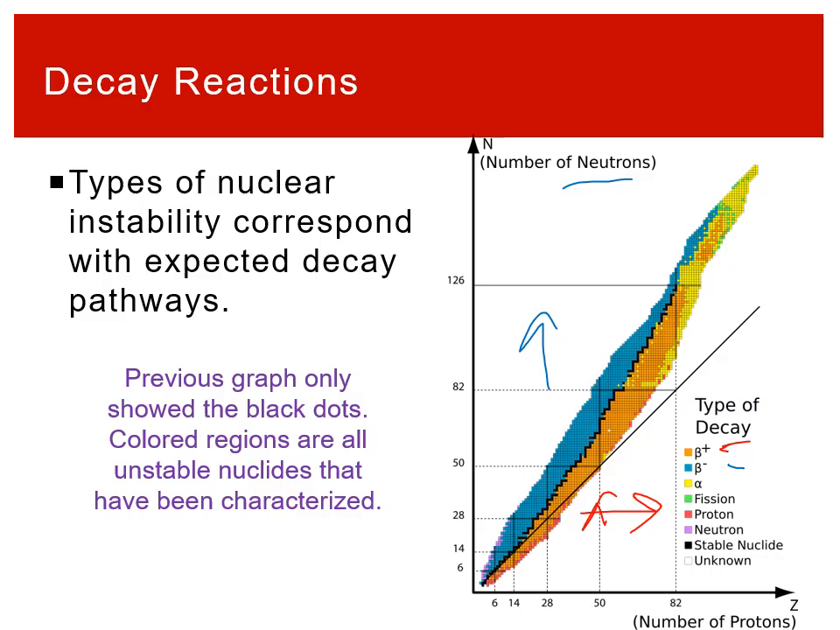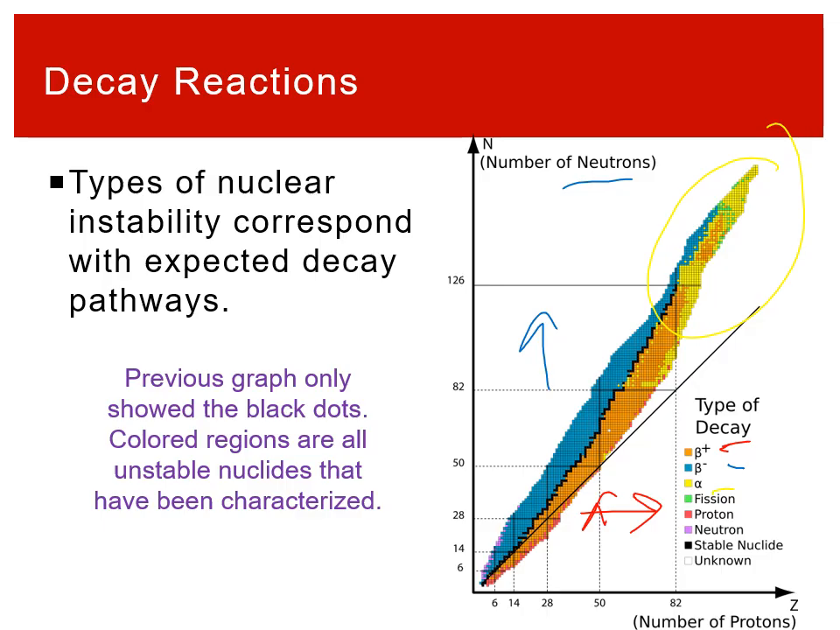They decay via positron emission. They have too many protons. They're going to lose those protons, send them all out. Then finally, our alpha emission shows up in these big atoms, right? Where we have high on the high side, they are unstable. That's the only place where we really start to see a lot of alpha emission.